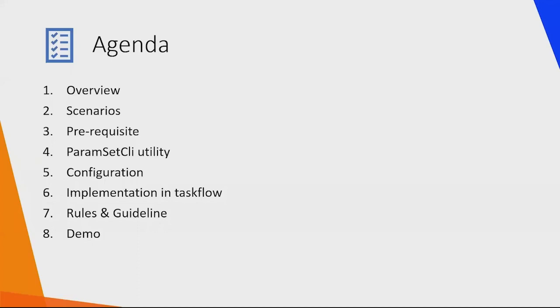The agenda of this presentation is to discuss the overview of parameter set, different scenarios where they can be used, what is the prerequisite, what is the paramset CLI utility, and how do you use this in the parameter set, what are the configurations that are involved, how do you implement this in the task flow, and some various rules and guidelines which we should be aware of. And at the end, I will demo how we use that in the task flow.